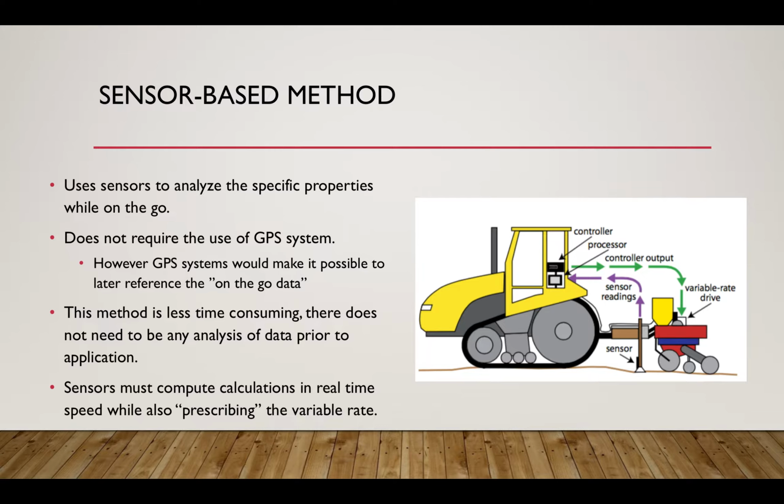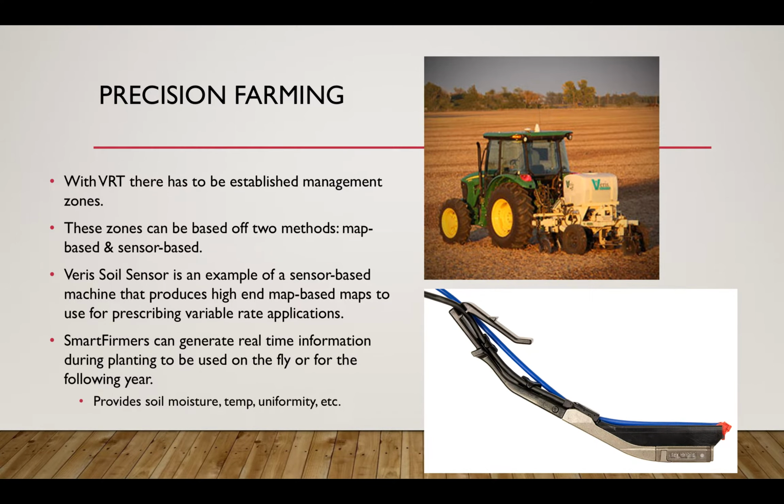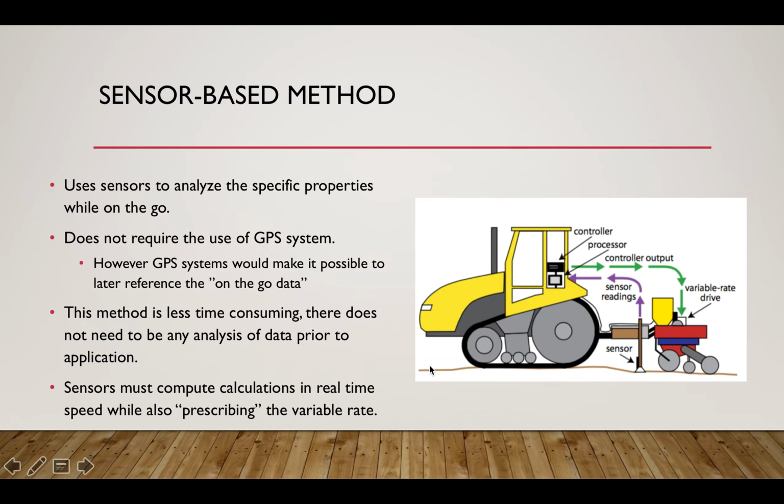It's expensive, and also, in my opinion, I would rather do the map-based method because you can analyze those maps a little bit more fine-tuned, let's say, than the sensor. But a sensor-based method would be using these smart firmers here in the bottom right-hand corner. That's going to give you a reading, and you can automatically adjust on the fly, which is great, but you can also store those maps and then you can analyze them further. And I like analyzing them further just because I feel like you can prescribe a much more accurate rating to that particular field versus on the go.